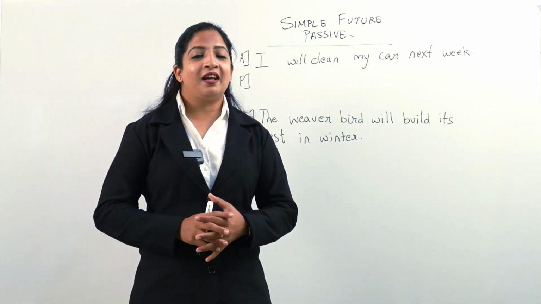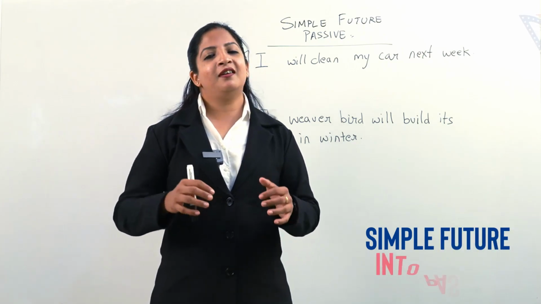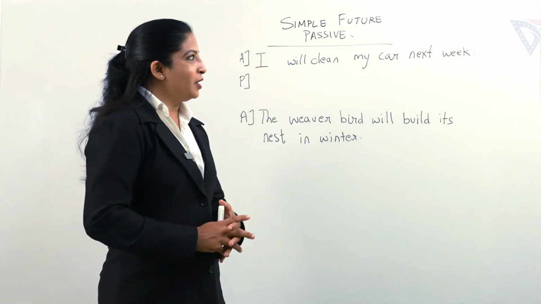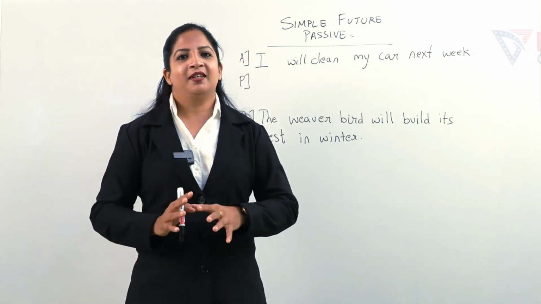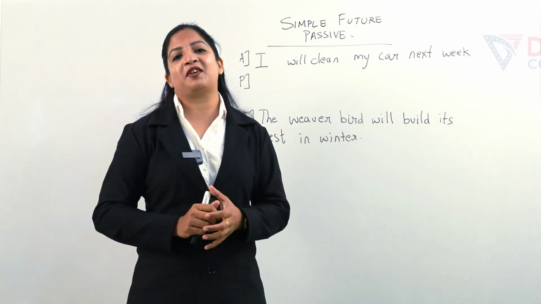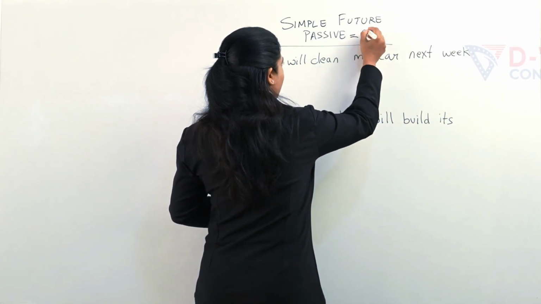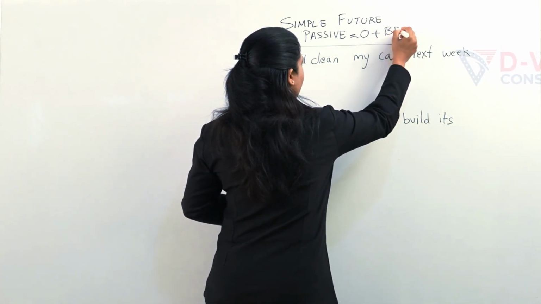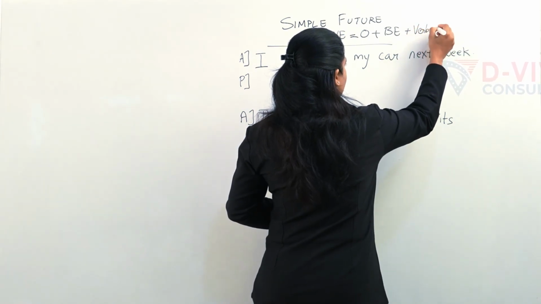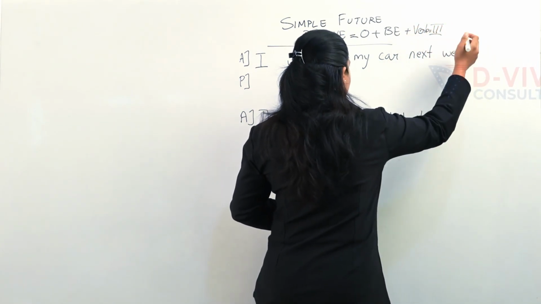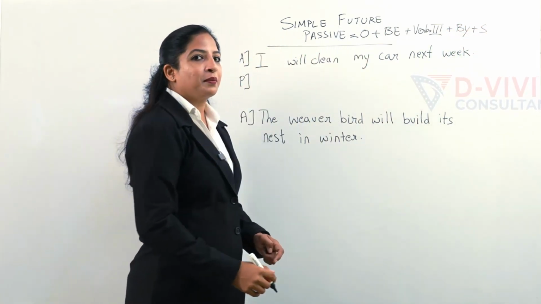Today we are going to learn how to convert the active sentence of simple future into passive. Now, by now you might have completely mucked up the passive formation, the passive structure. So let's try together. What is the structure of passive? It starts with object, the form of be, verb in third form, followed by the subject.